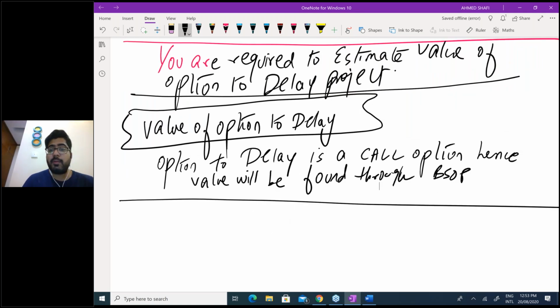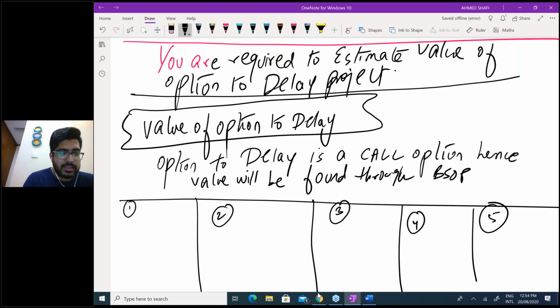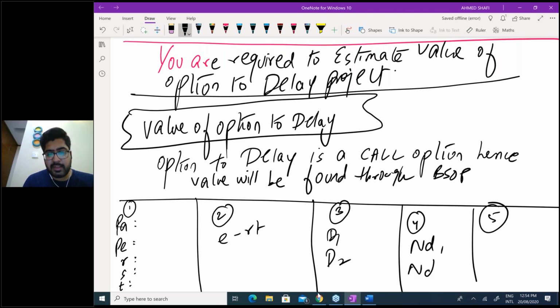And once you decide value will be found through BSOP, you know there are 5 steps. You have just been taught 5 steps. The golden step is step 1, find PA, PE, R, S, T. Step 2, E minus RT. Step 3, D1, D2. Step 4, N(D1), N(D2). And step 5, call option value because this is a call option.